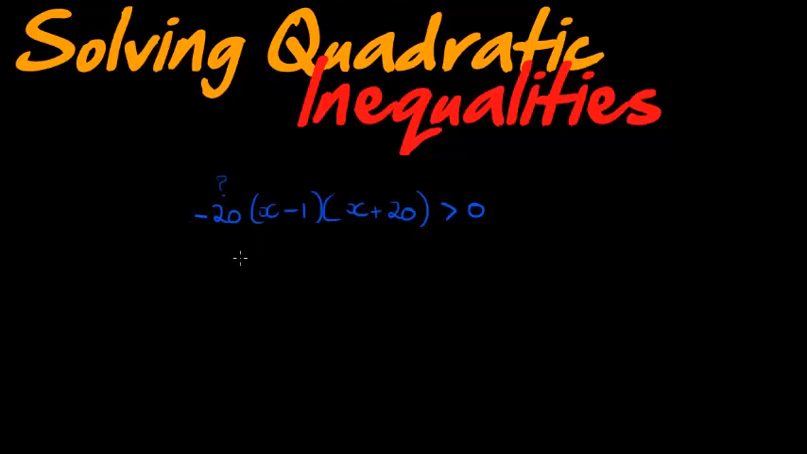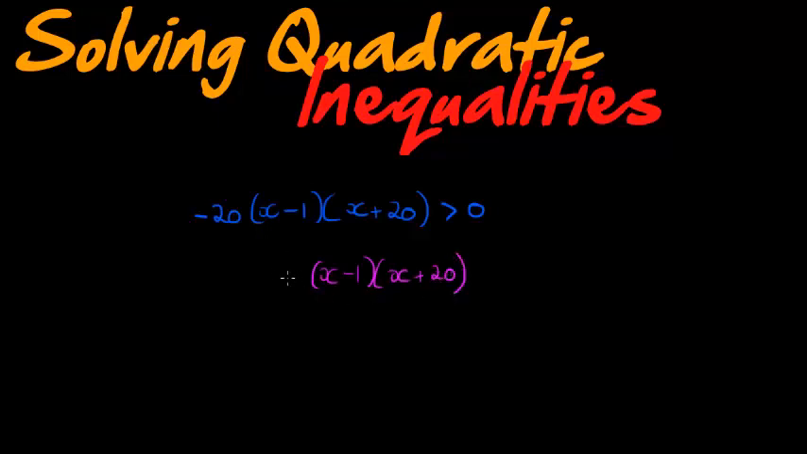In front here we have a negative 20. But we have to remember that it is very simple to get rid of that negative 20 and make it look just like it did before. All we need to do is divide both sides by a negative 20. Now remember, when I divide by a negative, I have to swap my sign. So I'll have x minus 1, x plus 20.